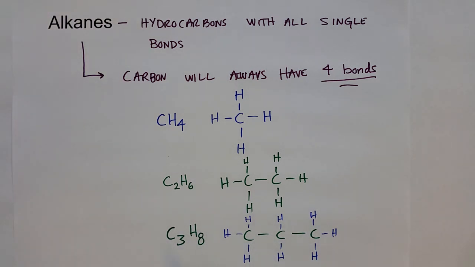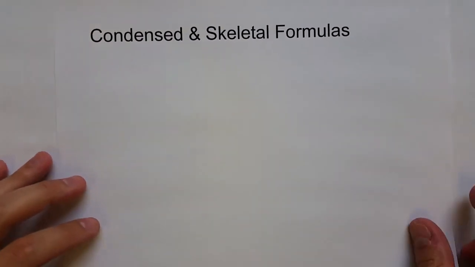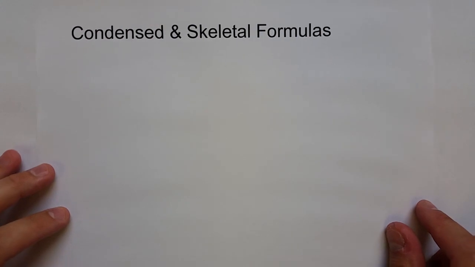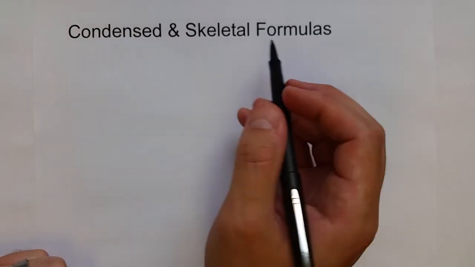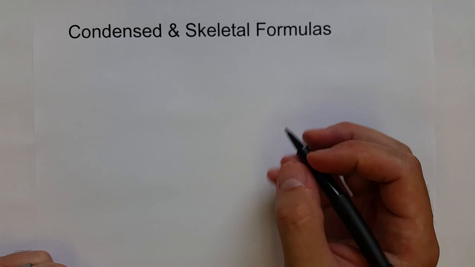All right, so as you can imagine, these can keep on going, and they can get very large very quickly. Go to 3, 4, 5, 10, 20 carbon atoms bonded together. And so it turns out we are going to want to develop a couple of different ways to talk about large organic molecules a little bit more simply and conveniently. And so what we will do is we'll talk about condensed formulas and skeletal formulas.